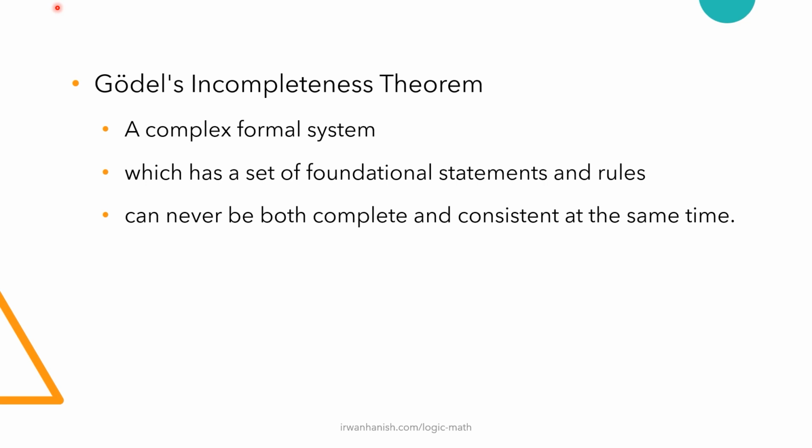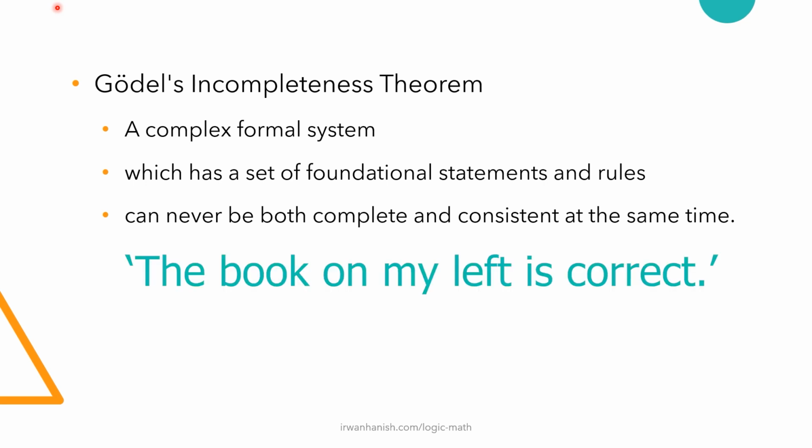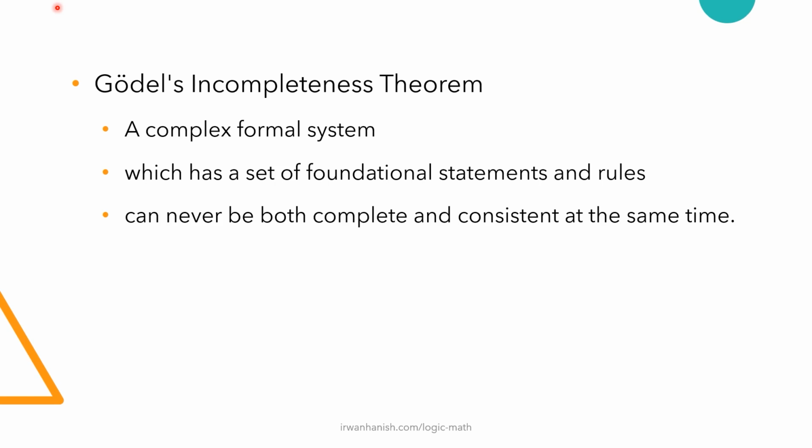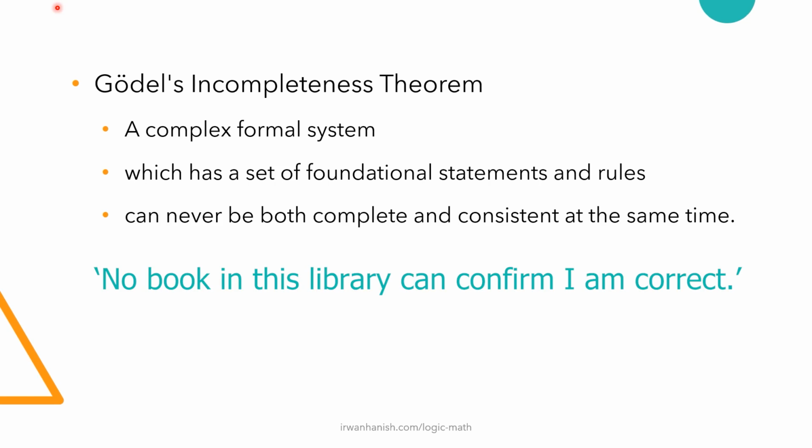These books can speak because it's Hogwarts, right? For example, a book might say, the book on my left is correct. So statements in a mathematical system can refer to other statements. A book can refer to another book. That's fine. Here's where it's interesting. What if a book refers to itself? Imagine I'm a book and I say, no book in this library can confirm that I am correct.